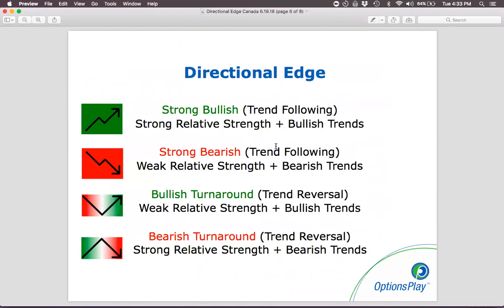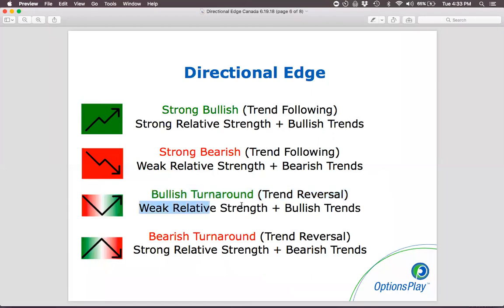The second 2 are more what we call trend reversals. These are more contrarian traders, so a lot of people like to try to pick market tops or market bottoms. These are the types of setups that you'd be looking for if you're a contrarian trader. So this is what I call a bullish turnaround.